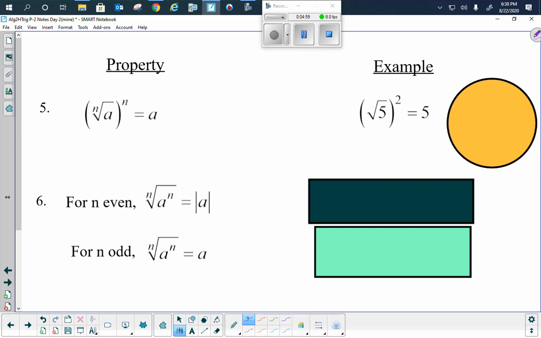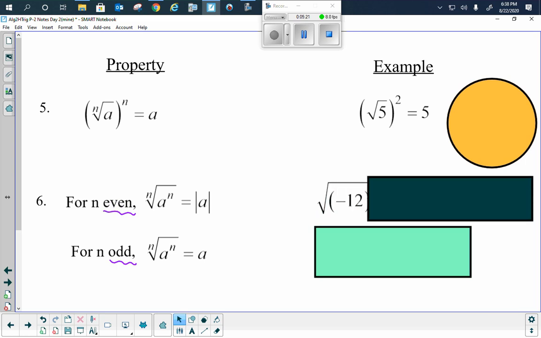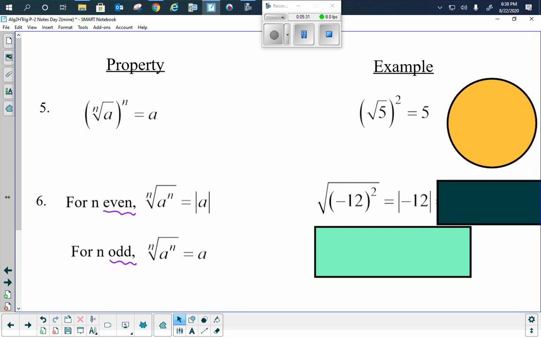Okay, because, and we'll have to practice with this, if n is even and you take the nth root of a to the n, you get the absolute value of a. Versus if n is odd and you take the nth root of a to the n, then you get a back itself. Let's do an example for each of those. So I'll give you one with n being even. For instance, the square root of negative 12 to the second power. That is supposed to equal the absolute value of negative 12, and that is equal to 12.